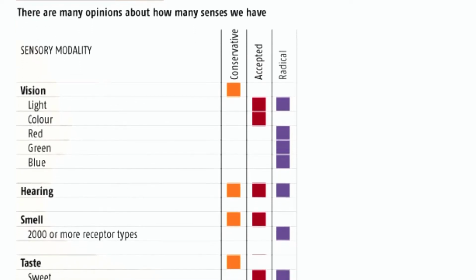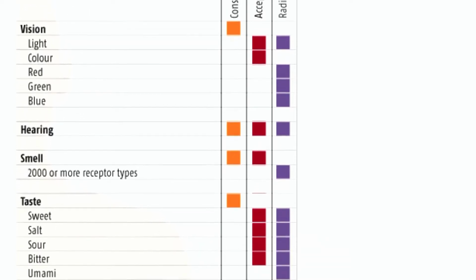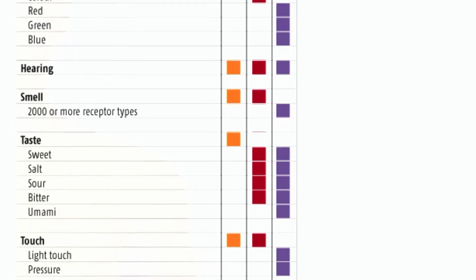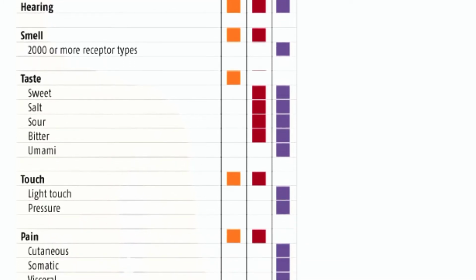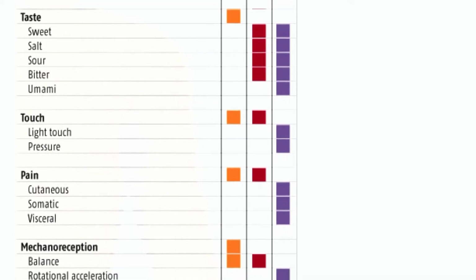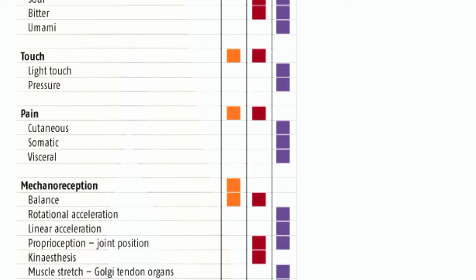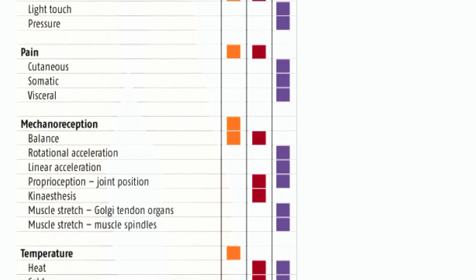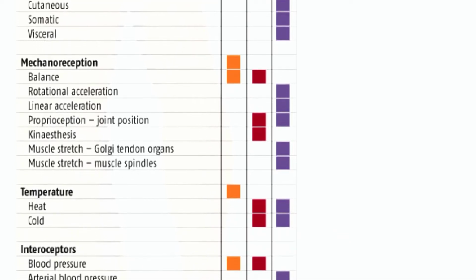We have vision, sensitivity to light, also to color, but then maybe specialized neurons for red, green, and blue. Hearing and the specifics for that, different tones, different instruments. Look at this one, smell, that's fine, but we may have up to 2,000 different receptor types. Same when we talk about taste, the sweet, salt, sour, bitter, and umami is a Japanese word for deliciousness, or the sense of deliciousness. Now, touch, light touch, pressure, those things. Pain, different kinds of pain. Cutaneous, somatic, visceral pain, when you're just near something that seems painful.